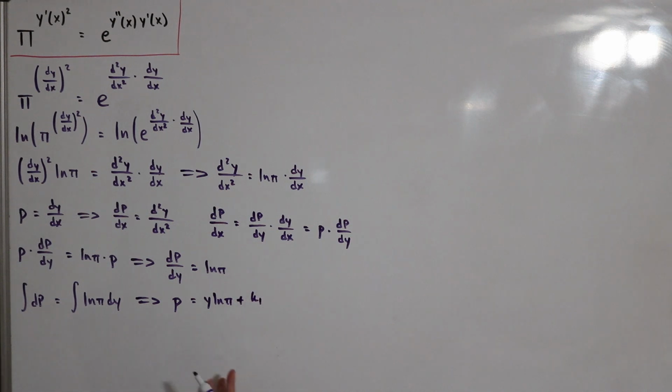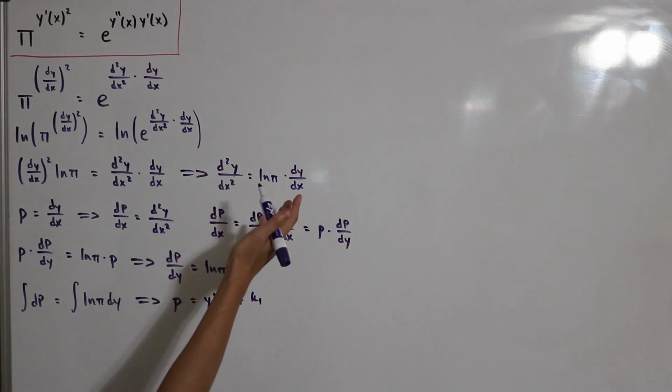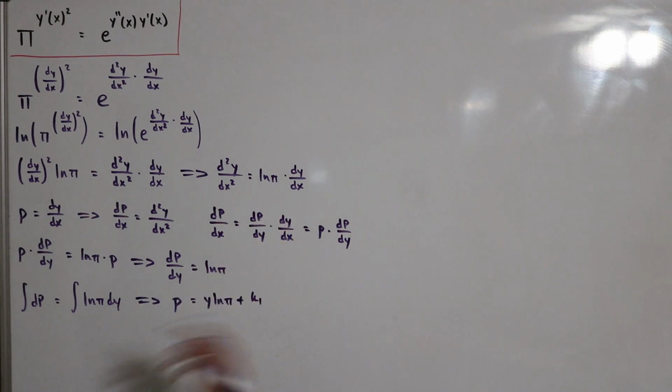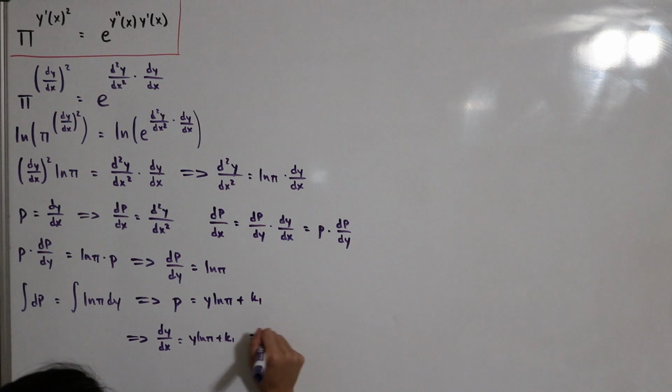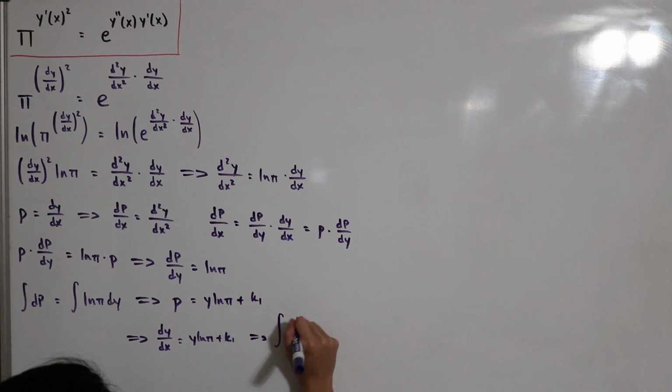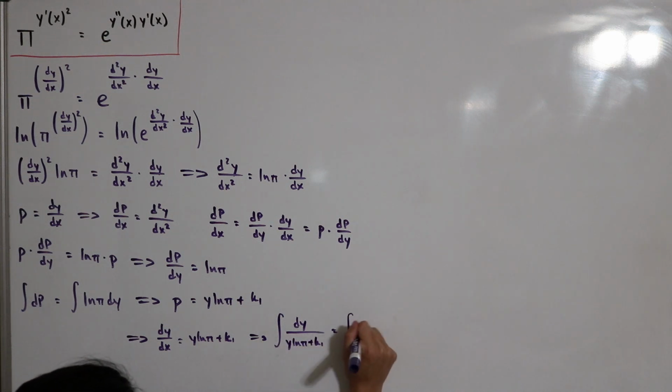Next thing is that p is dy/dx. So now we can actually perform another separable equation a second time. So we'll just replace this with y ln of pi plus k1. And then I can just divide to both sides, so we're left with the variables y and x on their own. So then this is dy divided by y times ln of pi plus k sub 1, and that's just equal to the integral of dx.